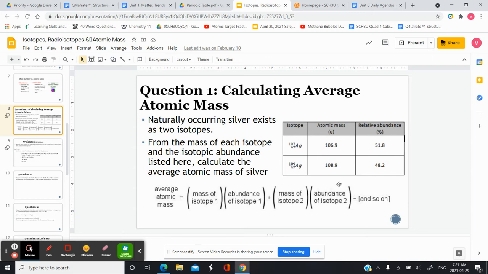And so we want you to figure out in this question what is going to be the average mass that you would put on that periodic table. And a way to calculate the average atomic mass is, you take the mass of a particular isotope, multiply it by its abundance as a percentage, and then add it to the mass of another isotope multiplied by its abundance, and you keep doing that for the number of isotopes that you have there. So let's do this example together just to walk you through it.